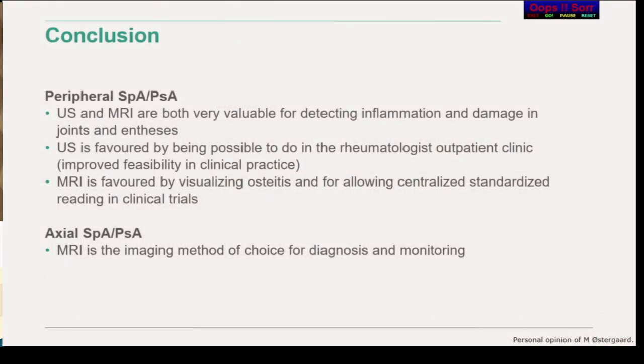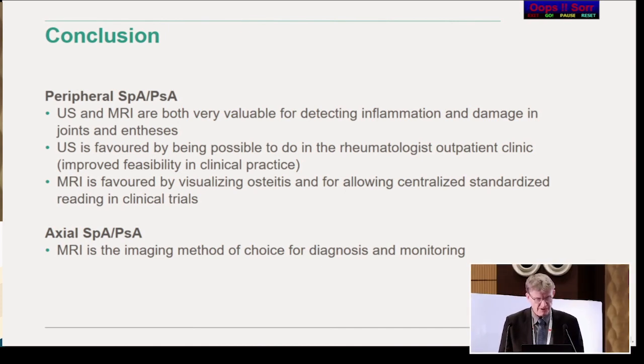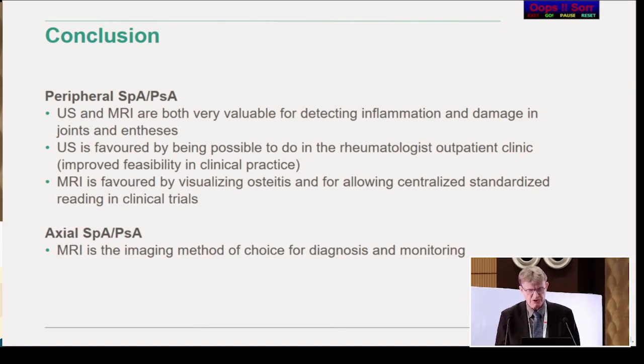So my last slide, in conclusion, regarding peripheral SPA or psoriatic arthritis: ultrasound and MRI are both very valuable for detecting inflammation and damage in joints and entheses. Ultrasound is obviously favored by being possible to do in the rheumatologist outpatient clinic, giving more feasibility in case you have the right equipment and the right examiner present at the same time point as the patient is there. While with MRI, you can acquire the images and then the examiner can read them afterwards, and thereby you don't need to be present at the time of the examination. And it allows for centralized reading if you're doing trials.